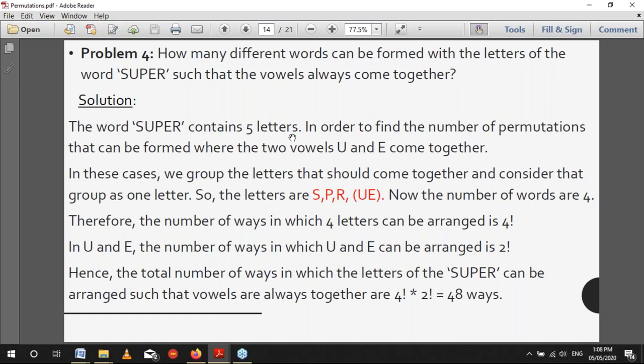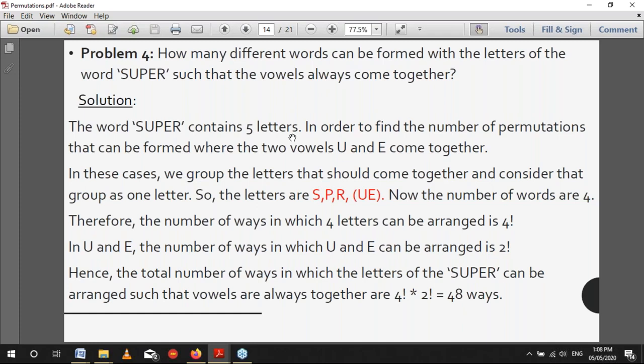So this is where the two vowels come together. All we need to do is put everything together. Therefore, the number of ways is 4 letters. So U and E automatically became one. If you look at it, we now have S, P, R, and (U E) in brackets. So we take them as one. Now in this case, we have 4 letters instead of 5, and this can be arranged as 4 factorial.